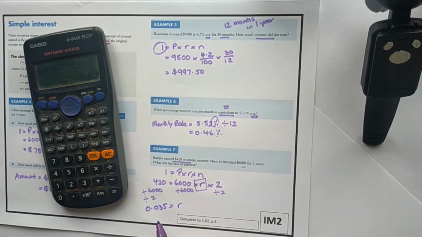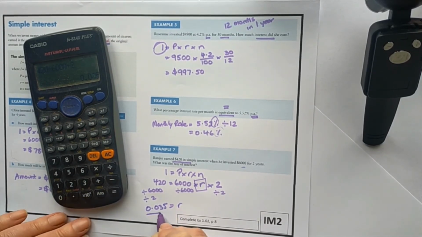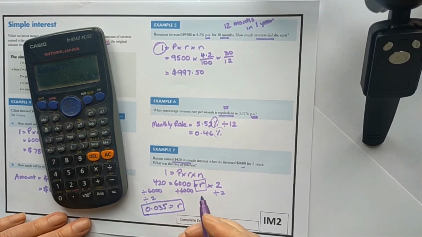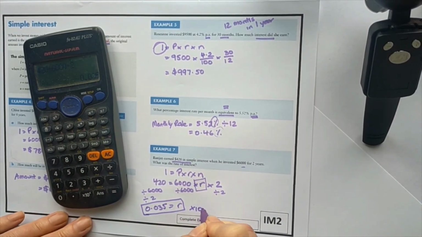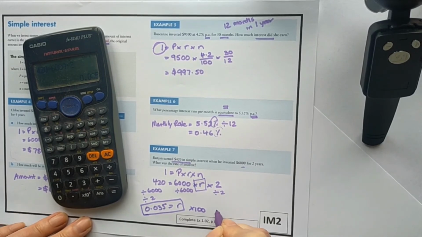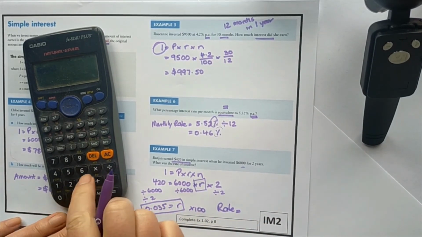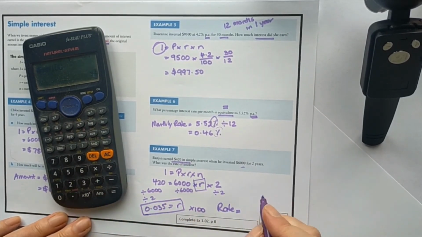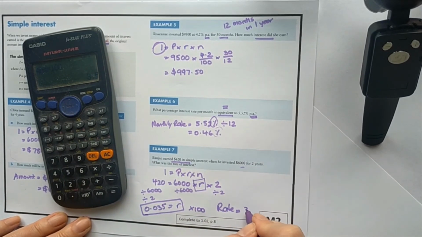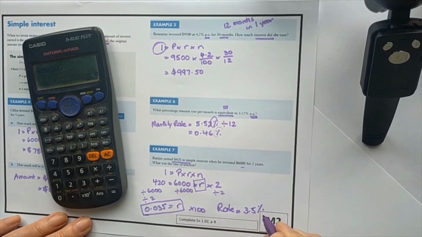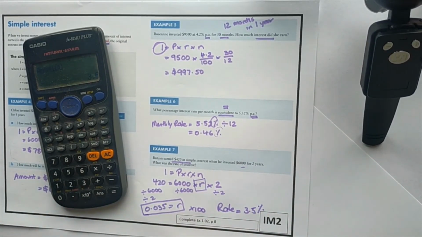Our interest rate is going to be 0.035. Now, the thing to remember is that in fact that is an interest rate as a decimal. We're going to times it by 100 to turn it into a percent, and that is going to be 3.5%. See how you go with that?